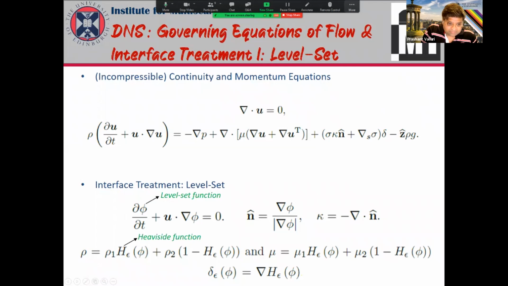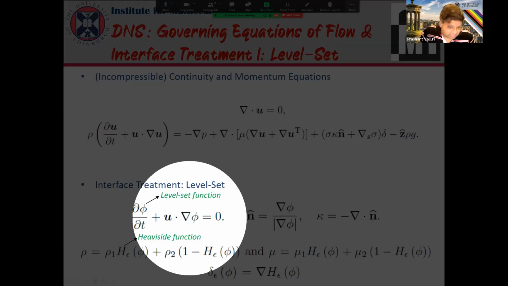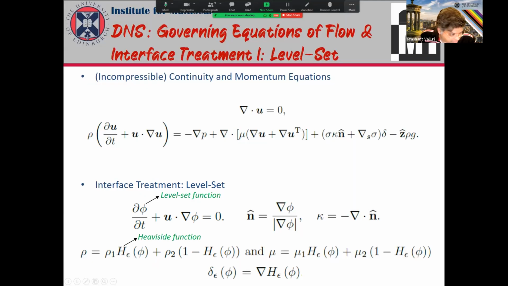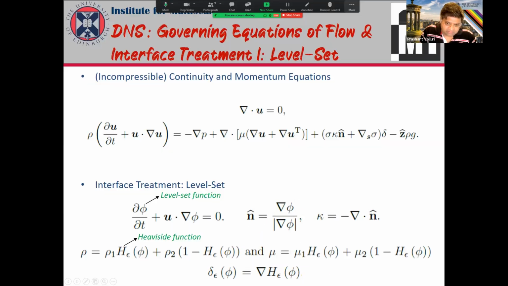You can also have, obviously, the interface defined by a level set function. So essentially, you want to track the position of the interface. And basically, the properties of the phases are dependent upon the position of the interface. Okay, so this is nothing really advanced. This is the standard method which is used for simulating two-phase flows, especially with the level set method.